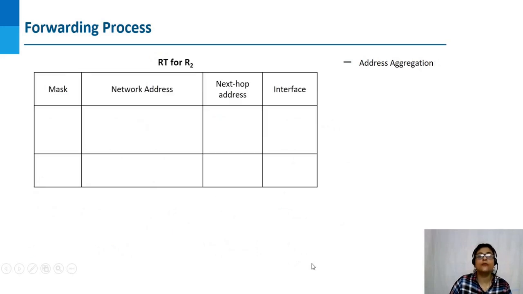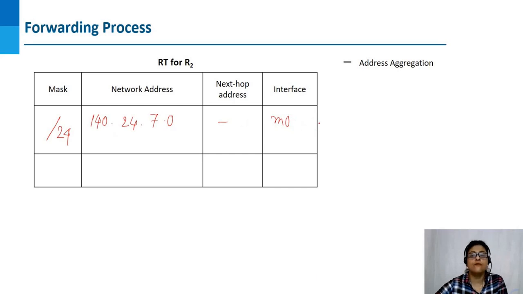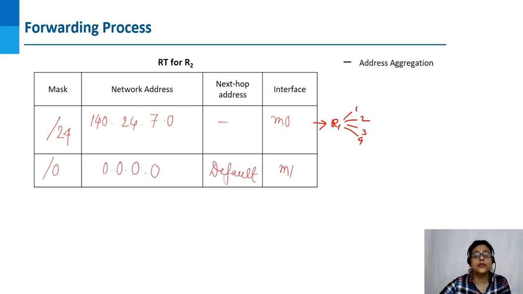Now the routing table for R2 is very small. There are only 2 fields. We can have 2 rows for /24. So this is the interface M0 through which it can get connected to router R1, and from there to various organizations 1, 2, 3, 4. And this is the default one with which it can get connected to the rest of the internet.